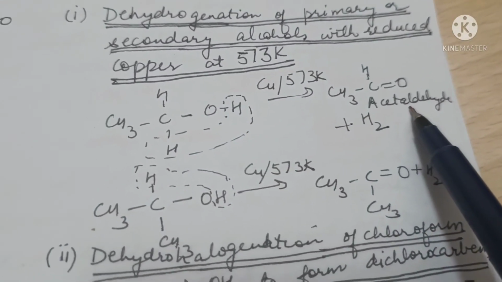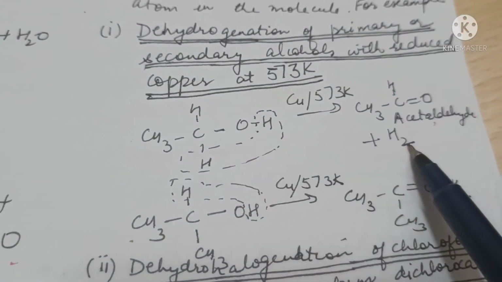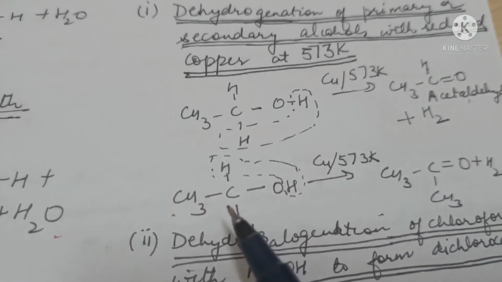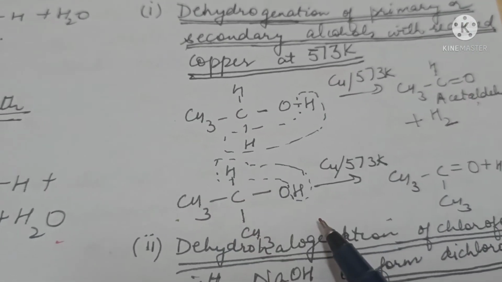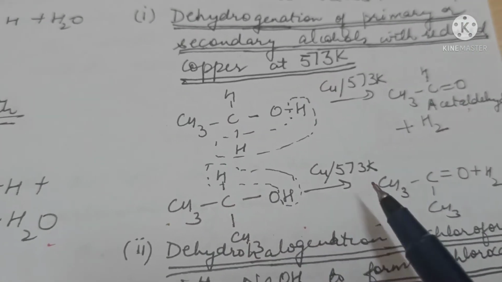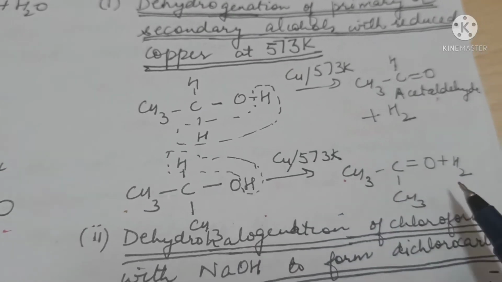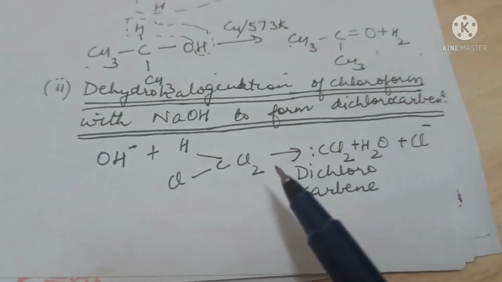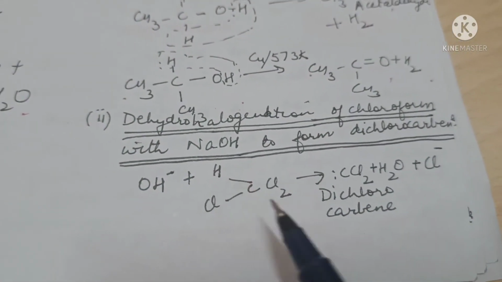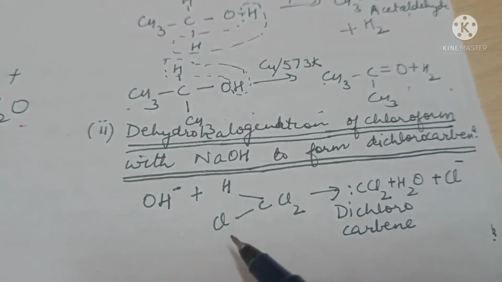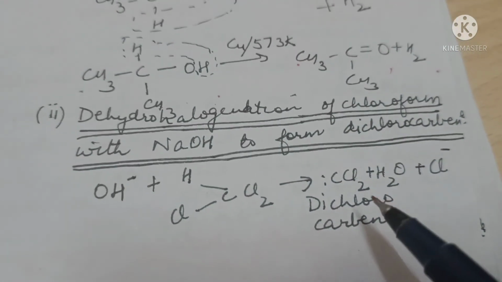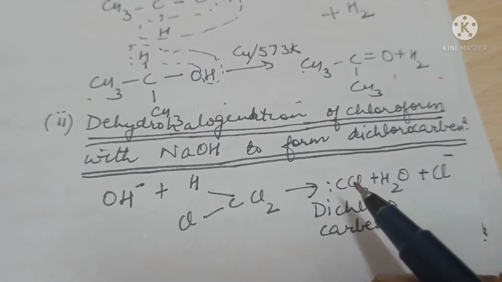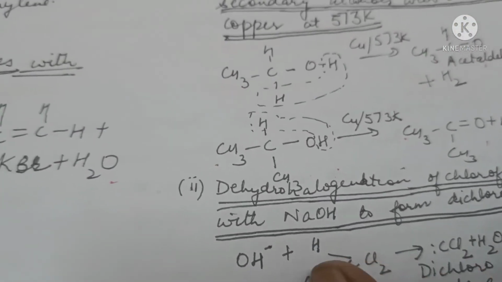Aldehyde is formed, and along with that hydrogen is removed. Similarly, if you heat a secondary alcohol with copper at 573 Kelvin, ketone is formed along with hydrogen. Similarly, in dehydrohalogenation, one water and one halogen will be removed, resulting in formation of dichlorocarbene. This reaction is also an alpha elimination reaction.